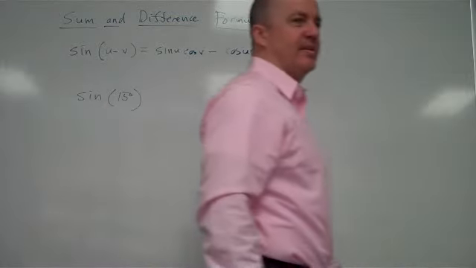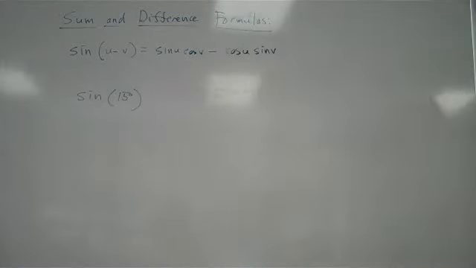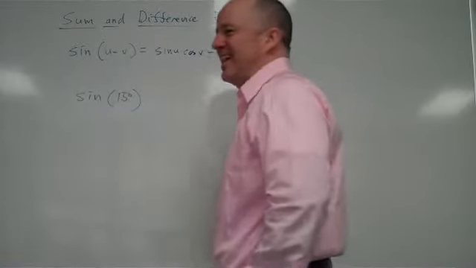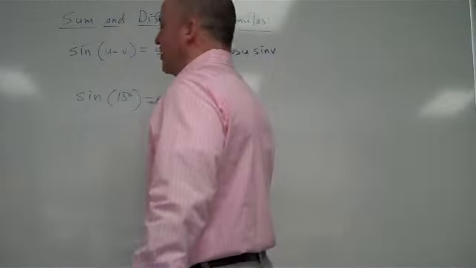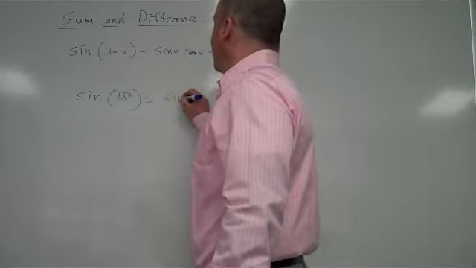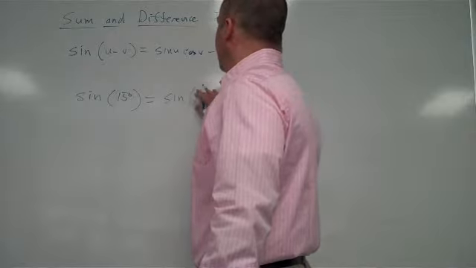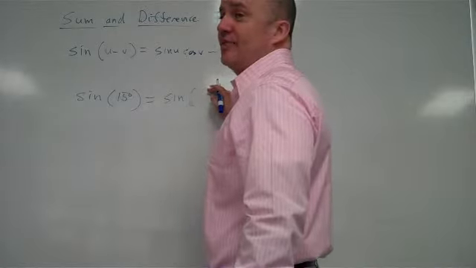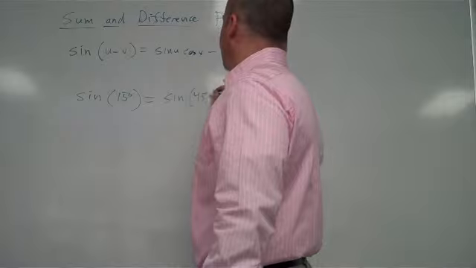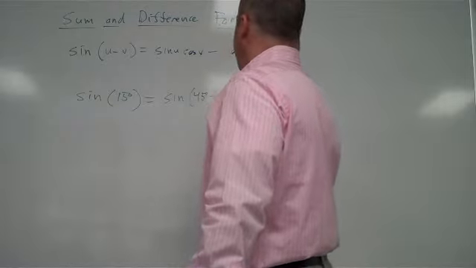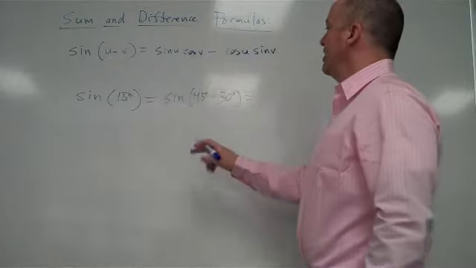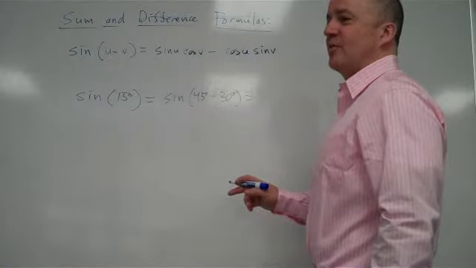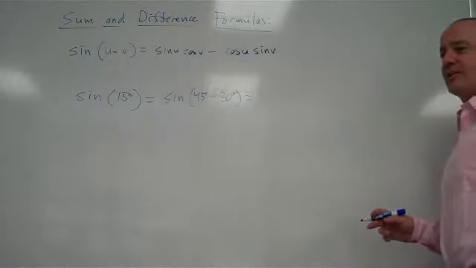Could you do 60 minus 45? You can do a bunch of things. You can do 45 minus 30, and then you got to plug them in carefully here. So that's the sine of 45 minus 30. You left off the 5. It's a mental typo.